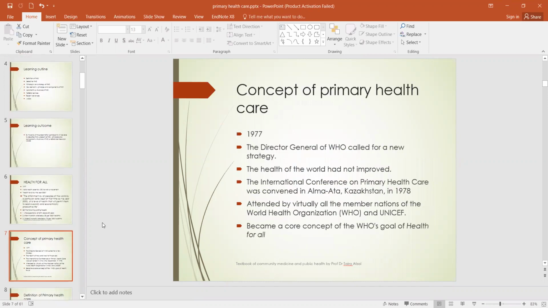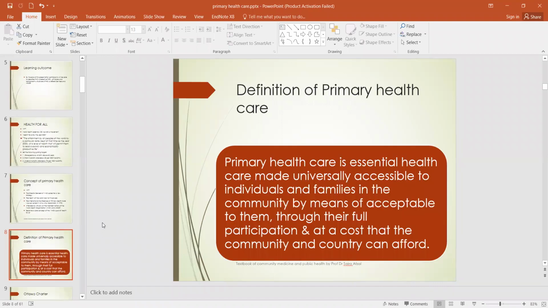Concept of primary healthcare. In 1977, the Director General of WHO called for a new strategy. The health of the world had not improved. So the International Conference on Primary Healthcare was convened in Alma-Ata, Kazakhstan in 1978. This conference was attended by all member nations of the WHO and UNICEF, and became a core concept of WHO goals of health for all.